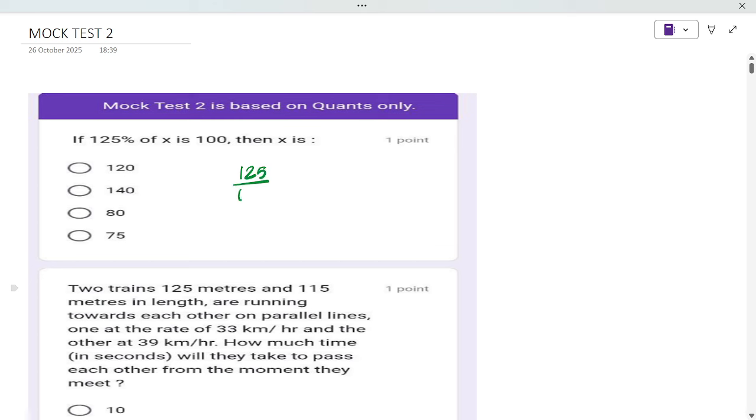This is how we do it. 125% means divided by 100, of means into x is 100. You cannot cancel 100 and 100 directly. 25 5 times, 25 4 times, 5 1 times, 5 20 times. So x is equal to 4 into 20, which gives us 80. So the answer is this one.